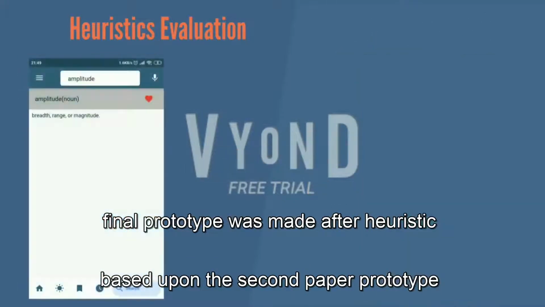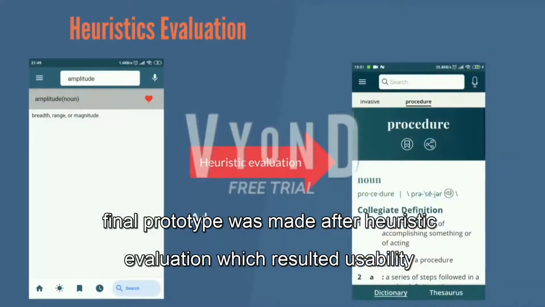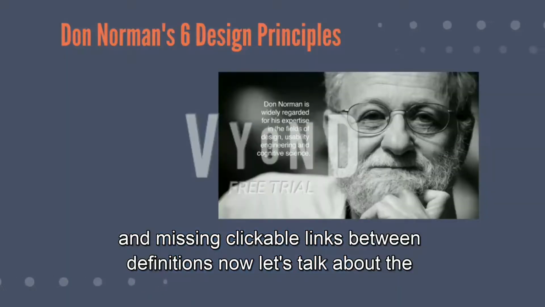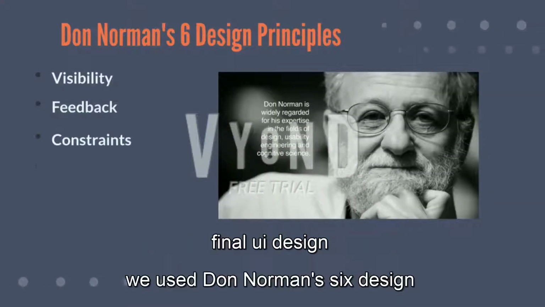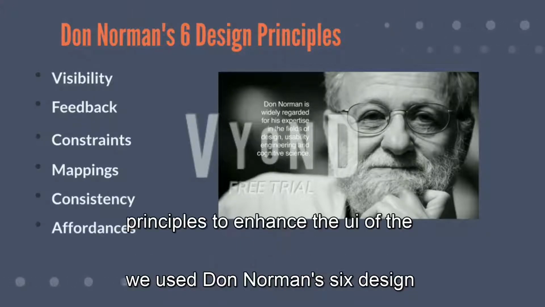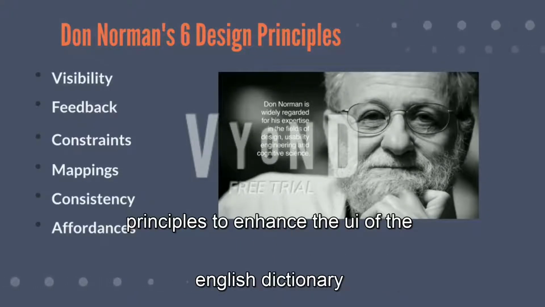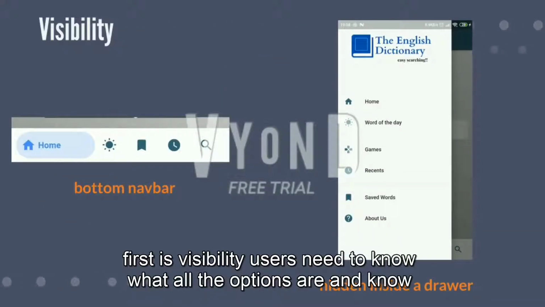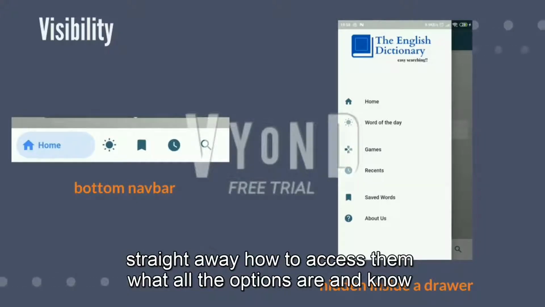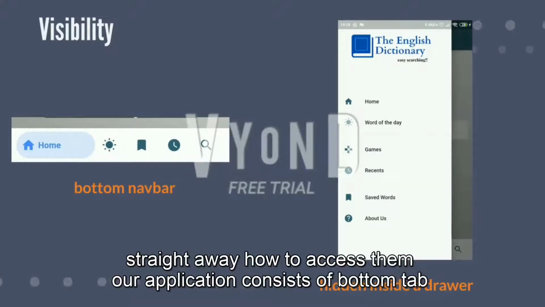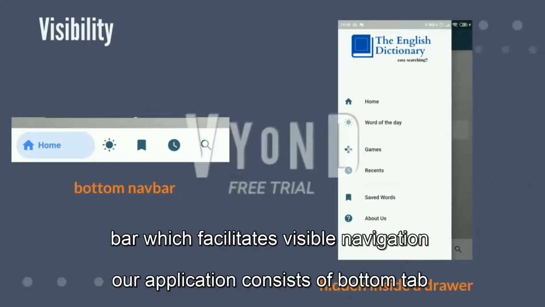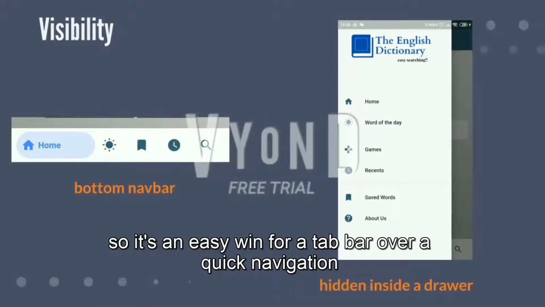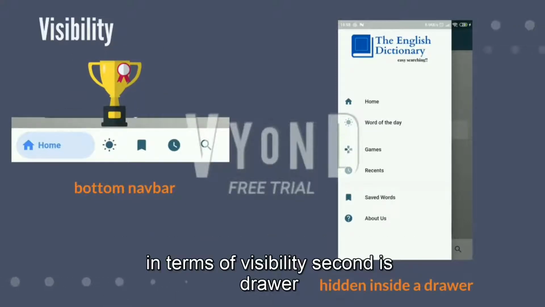The final prototype was made after heuristic evaluation, which revealed usability problems like color combinations and missing clickable links between definitions. Now let's talk about the final UI design. We used Don Norman's 6 design principles to enhance the UI of the English dictionary. First is visibility. Users need to know what all the options are and know straight away how to access them. Our application consists of a bottom tab bar, which facilitates visible navigation, and users don't have to use a drawer for quick navigation. So it's an easy win for a tab bar over a drawer in terms of visibility.